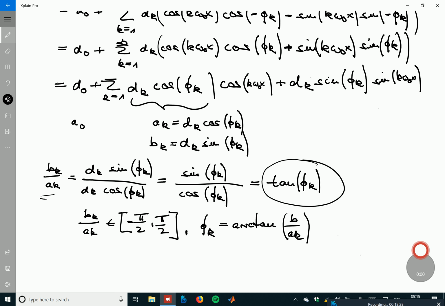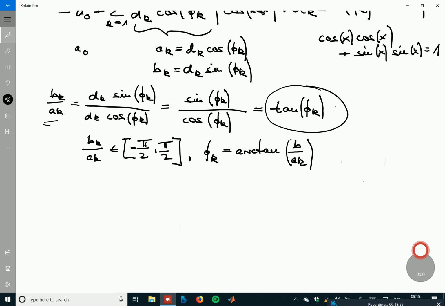There's another magic formula of cosine and sine, which is the following: cosine squared plus sine squared equals 1. Again, something that is established in undergraduate calculus or undergraduate statistics.